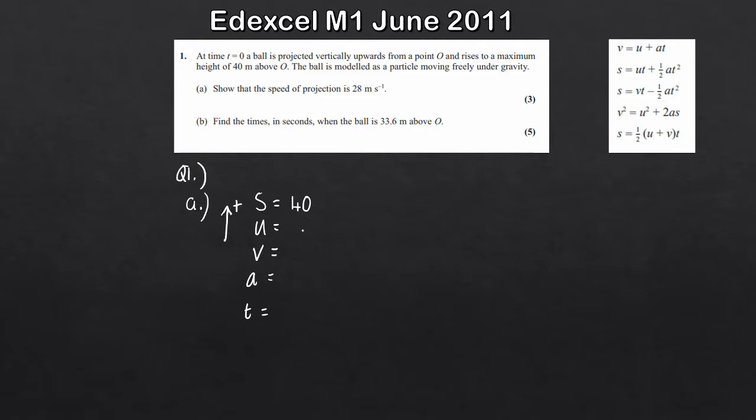We want to show that the speed of projection, in other words the initial velocity, is 28 metres per second. So that's what we need to find, this U. I'm just going to put a little question mark there. So we note down what we want to find.